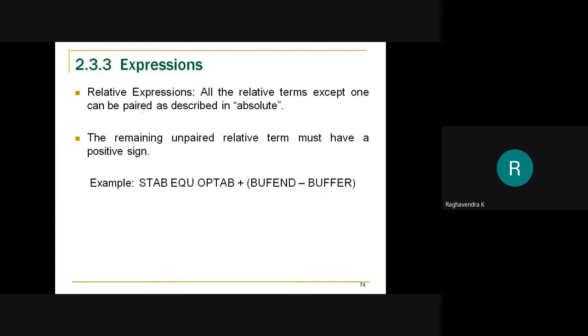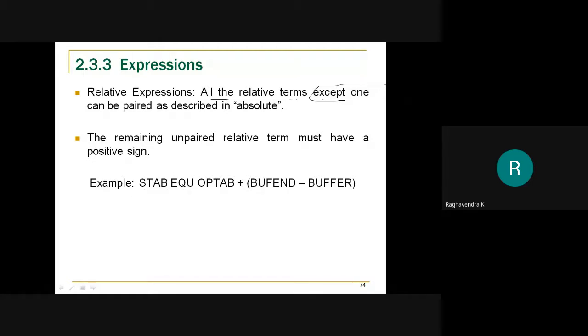Now let us look at relative expression. What is a relative expression? Obviously the relative expression contains relative terms. Just like an absolute expression, relative expressions will have pairs of relative terms with opposite signs, except one. So this is the difference. Except one, other relative terms are supposed to be paired with each other. This is how it would look.